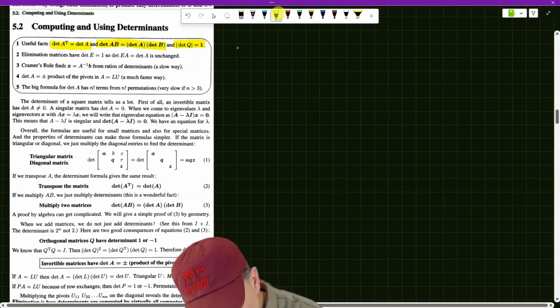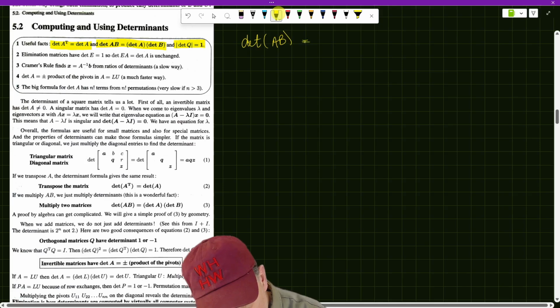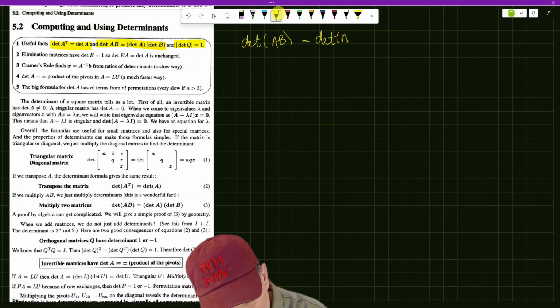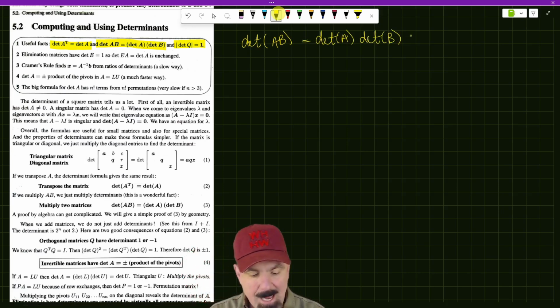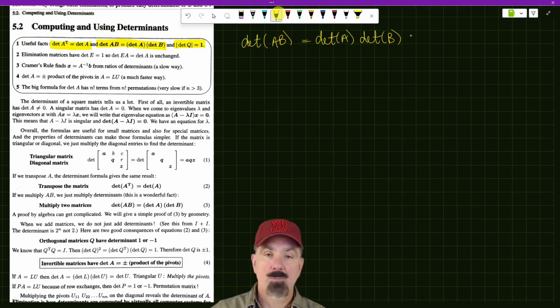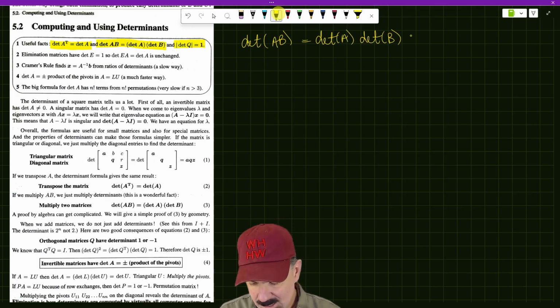So let's write down our really important result here. Determinant of A times B is equal to the determinant of A times the determinant of B. And we're not going to prove this result. Strang goes through the proof, that's fine. We're just going to take that as correct.